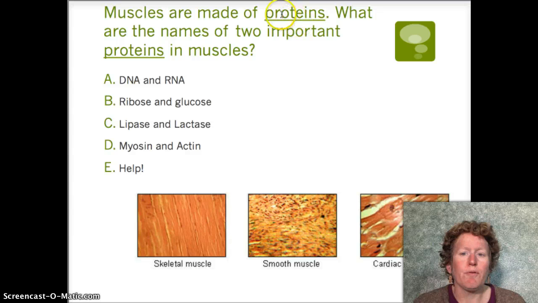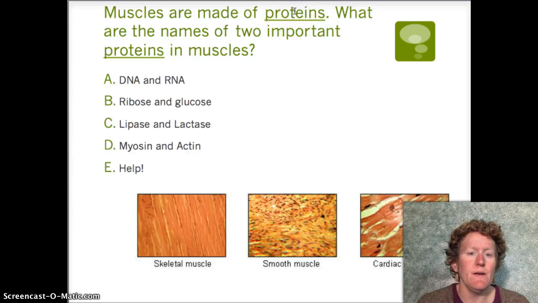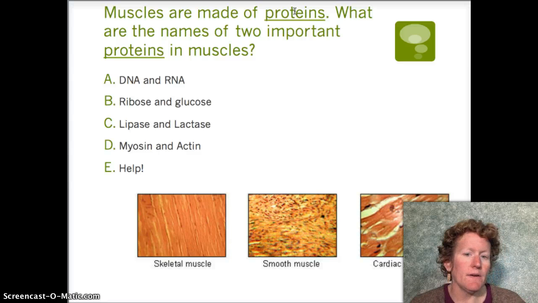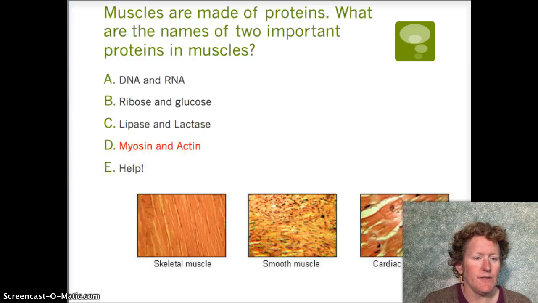Muscles are made of proteins. Myosin and actin are two very important proteins, and there are a number of other important proteins in muscles, but if you guessed myosin and actin, you're going to do pretty well on the test.